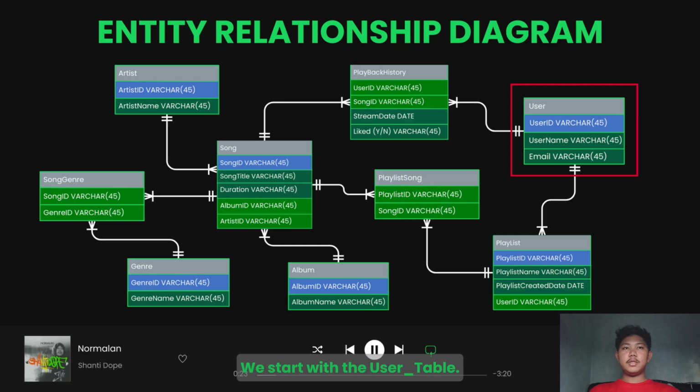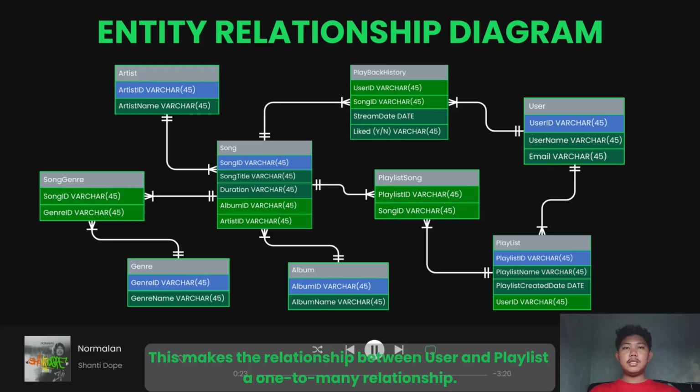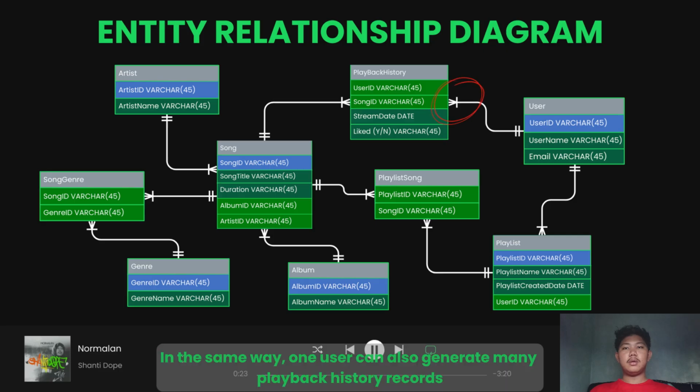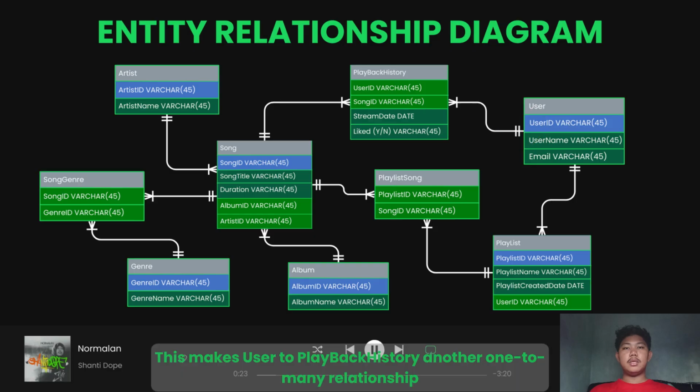We start with the user table. A user has a unique ID, username, and email. One user can create many playlists, but each playlist belongs to exactly one user. This makes the relationship between user and playlist a one-to-many relationship. In the same way, one user can also generate many playback history records, but each playback record belongs to only one user. This makes user to playback history another one-to-many relationship.